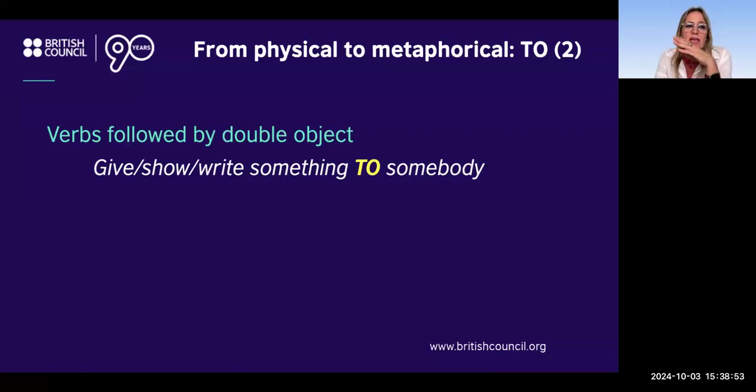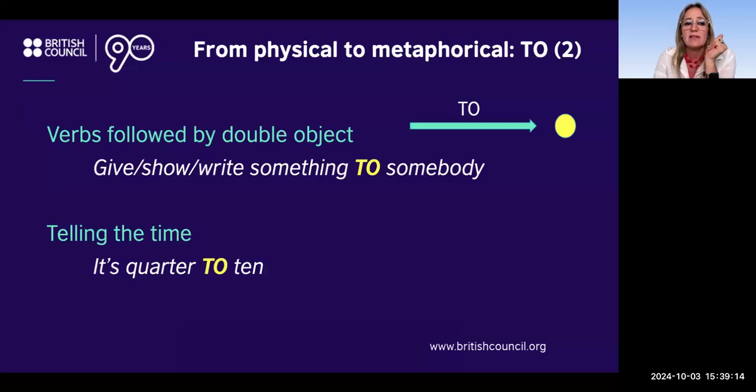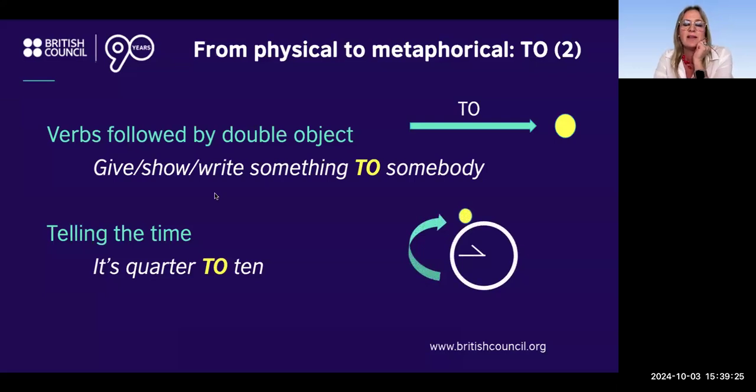And we can also use the same concept of motion, of movement towards a goal, even when we explain verbs followed by double object, like give something to somebody, show something to somebody. Again, the idea is always goal-oriented, or even telling the time. So students often get confused. It's 10:15, 2:10. "To" gives the idea of reaching 10 o'clock. So goal-oriented, and we can represent it like this.